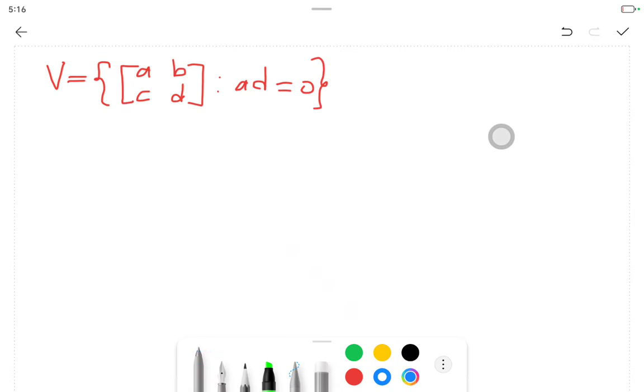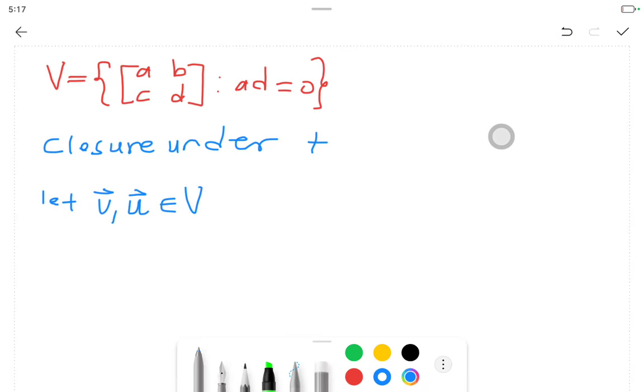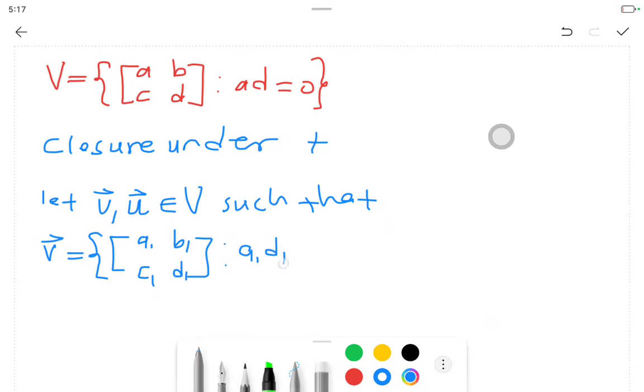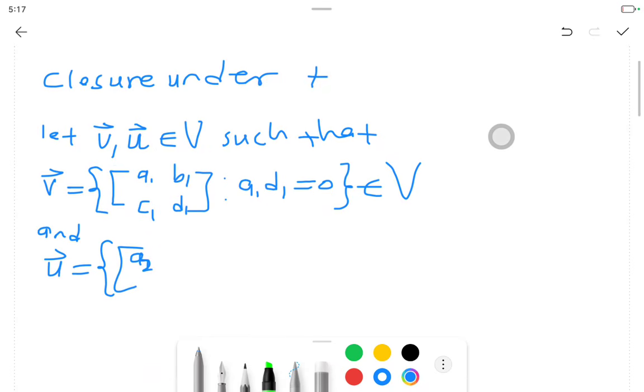So for us to prove closure under addition, we're going to let v and u be elements of V. Let v be equal to A1, B1, C1, D1 such that A1 times D1 is equal to 0, and we know that it's an element of V. And we let u be equal to A2, B2, C2, D2 such that A2 times D2 is equal to 0, and this is an element of V.